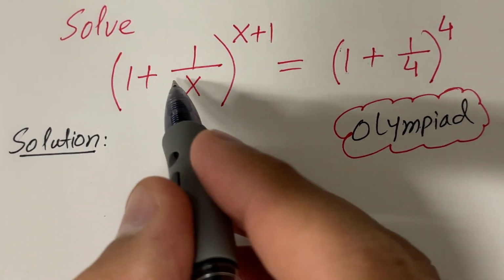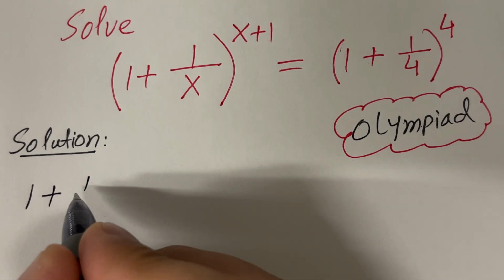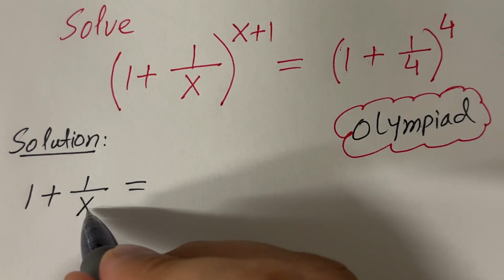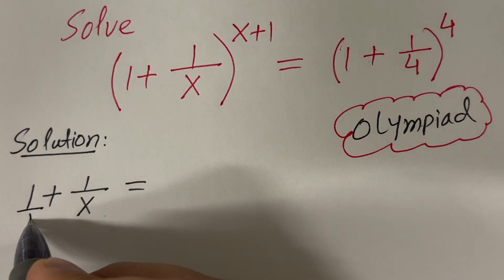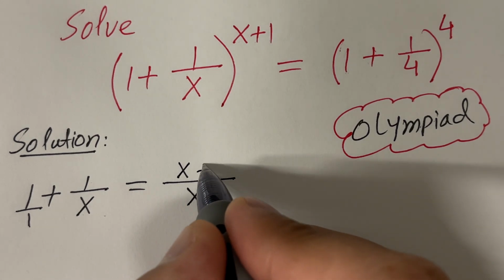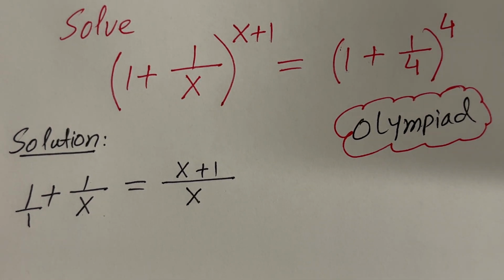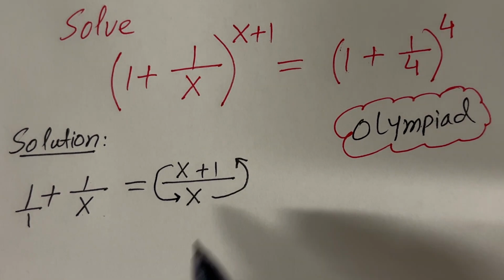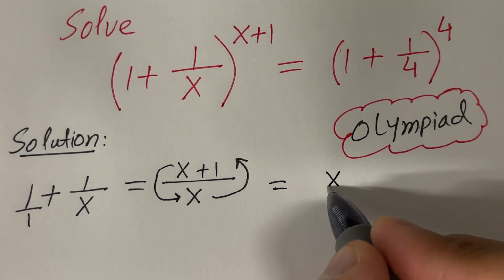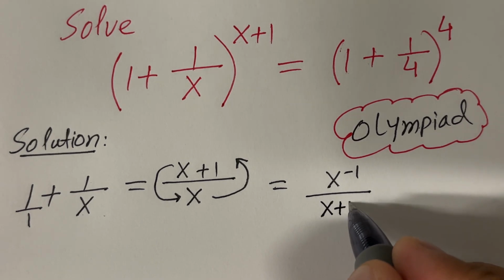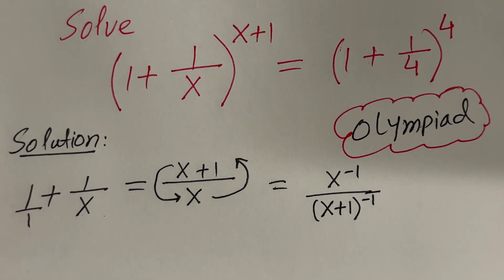The trick is, let me start from this part inside the parenthesis, 1 plus 1 over x. I can write this as 1 plus 1 over x, and 1 can be written as 1 over 1. Take the LCM x, then we will have x plus 1 divided by x. Fine, so far so good. Now if I move this to the numerator, then we will have x raised to the power minus 1. And if I move this to the denominator, then it will be x plus 1 raised to the power minus 1. So far so good.